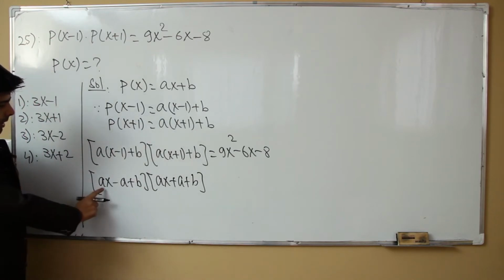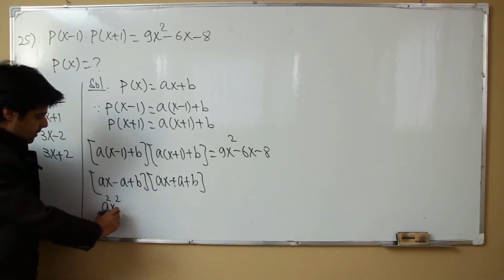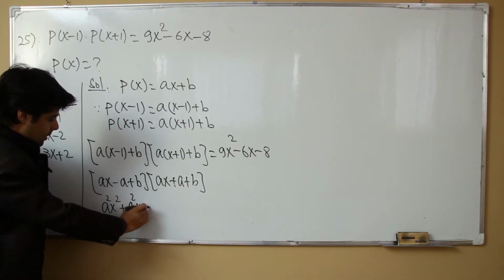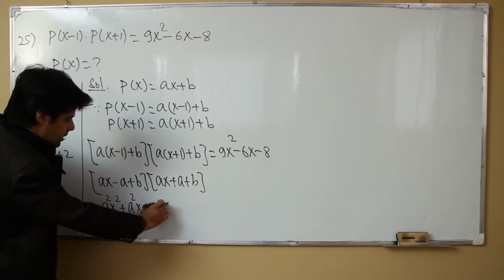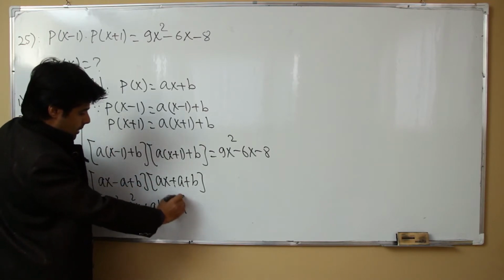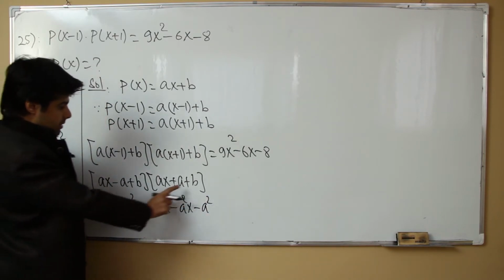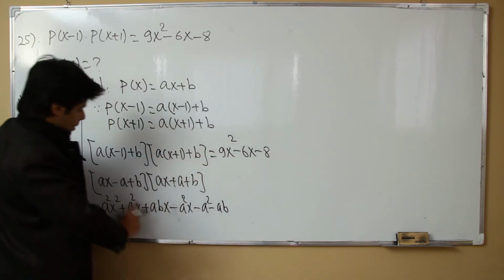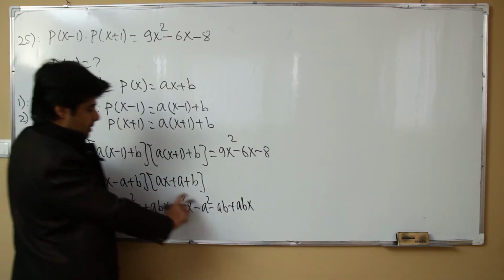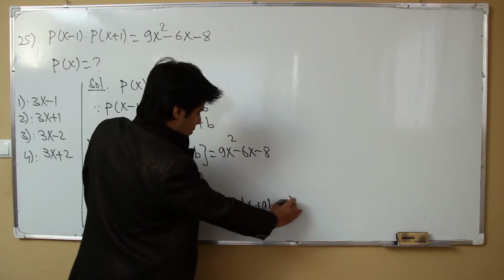Multiply these two: ax with ax, a squared x squared; plus ax times a, it is a squared x; plus ax with b, it is abx; minus a with ax, it is minus a squared x; minus a with a, it's minus a squared; minus a with b, it's minus ab; plus b with ax, plus abx. Am I right? And plus b with a, plus ab, and plus b with plus b, it's plus b squared.